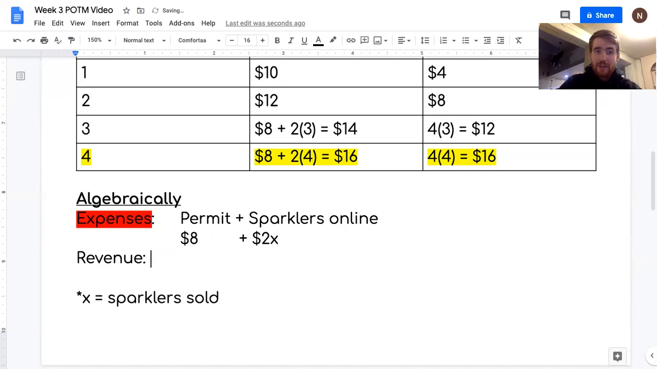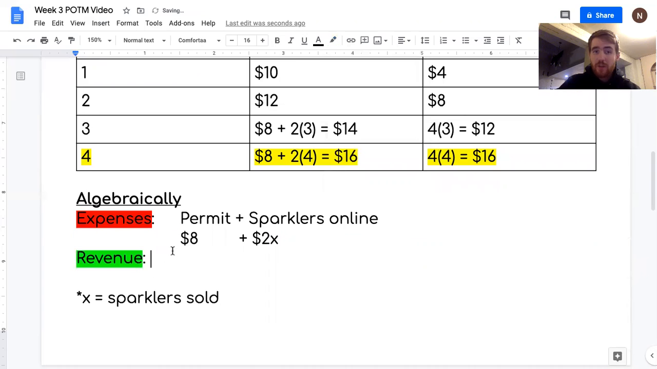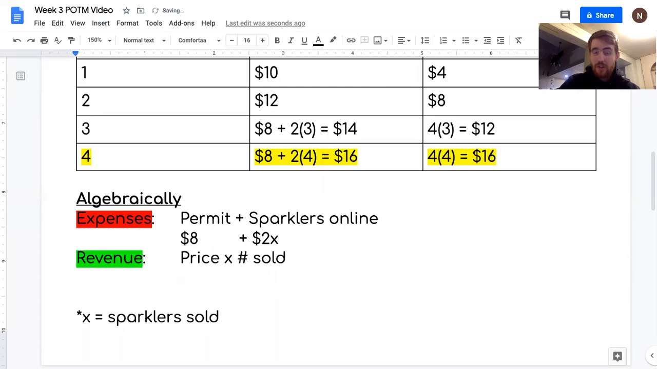All right, now let's look at the revenue. How much money do we make? Well, this one, it turns out, is easier. It's just the price times number sold. Well, fortunately, we know the price. We're selling them for $4 each. And the number sold, we decided was X. This is just going to be 4X. Again, same thing we were doing up here. 4 times the number sold.